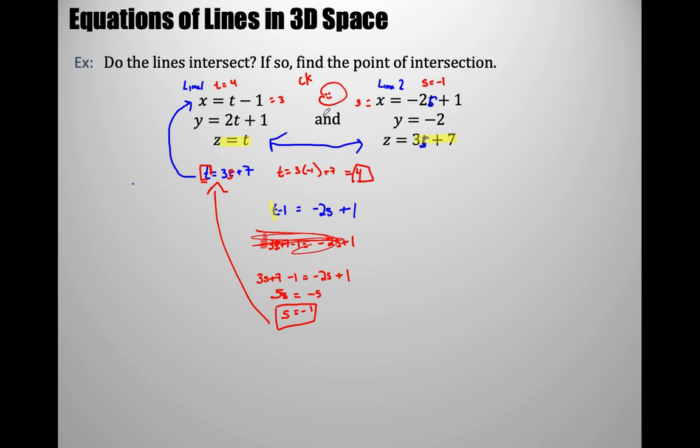Notice over here y is equal to negative 2, so I can already see this is going to be a problem, right? Regardless of what t is, y is constantly negative 2, but look what happens over here. When I put my t, which is 4, into here, I get 9. 9 certainly doesn't equal negative 2. That makes me sad, and I can stop now, because what's my answer? Do the lines intersect? Nope.